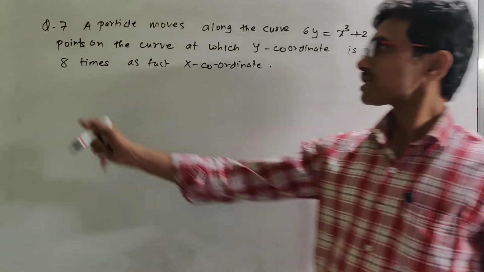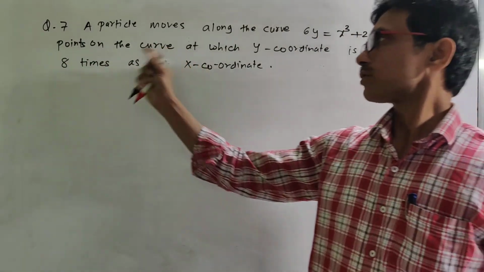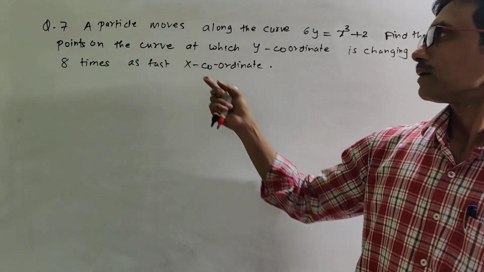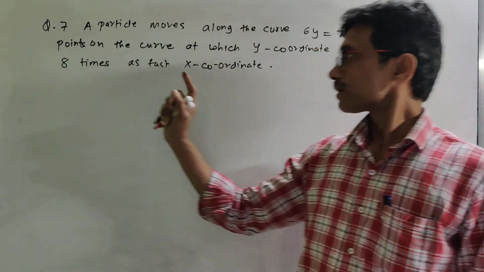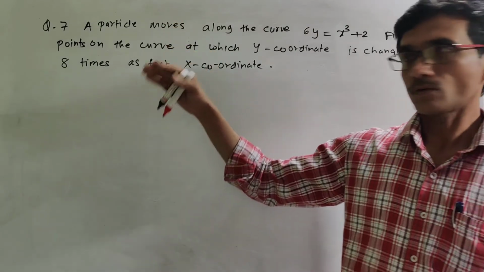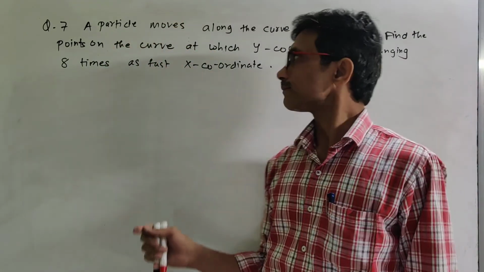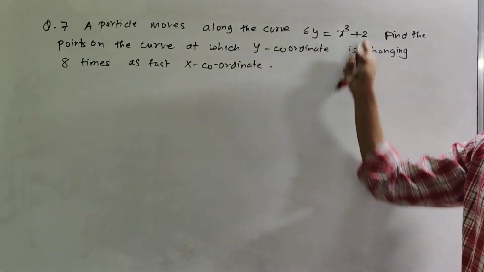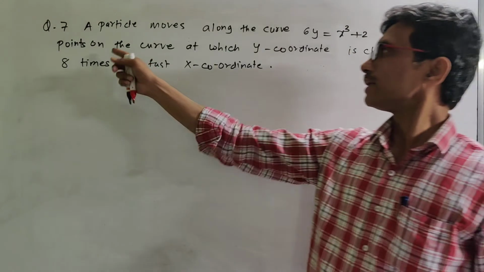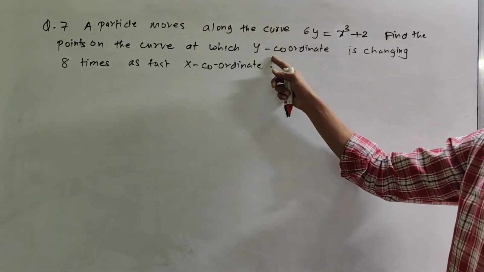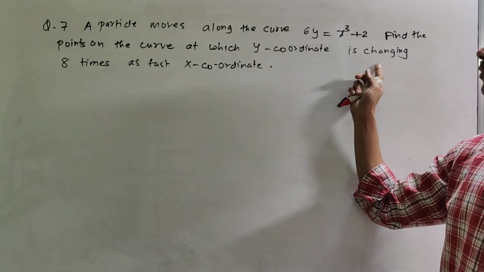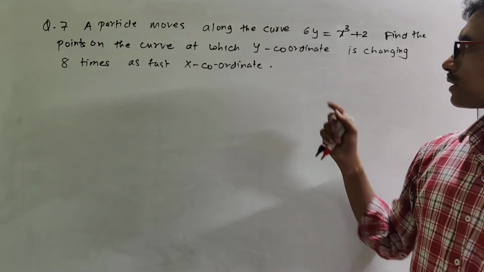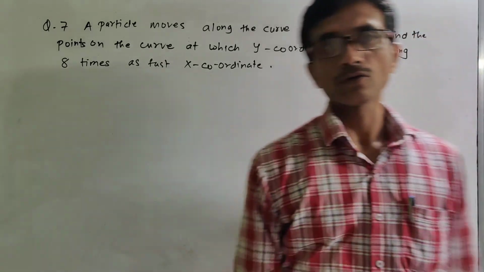Let's see question number 7. This question number 7 is not a question on tangent and normal. It is a related rates problem, that is, one quantity changing, what is the change in the other quantity. A particle moves along the curve, and find the point on the curve at which the rate of change of y coordinate is 8 times the rate of change of x coordinate. In such a condition you have to find the point.